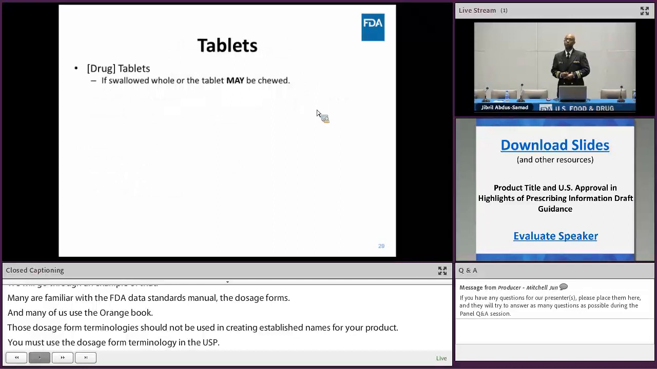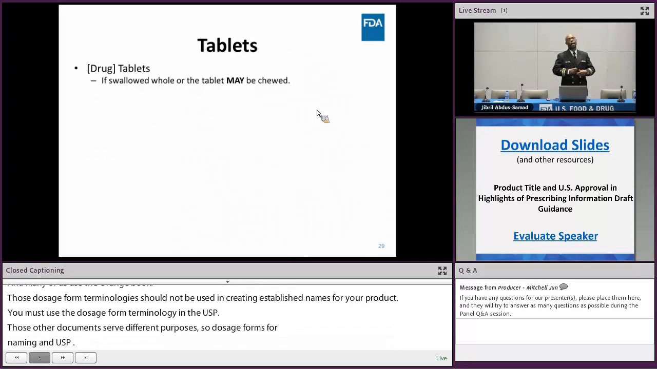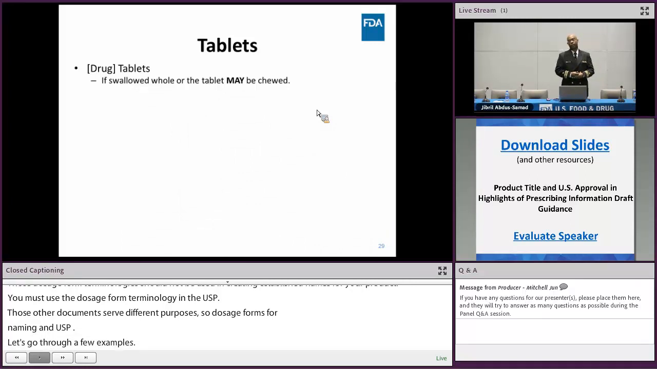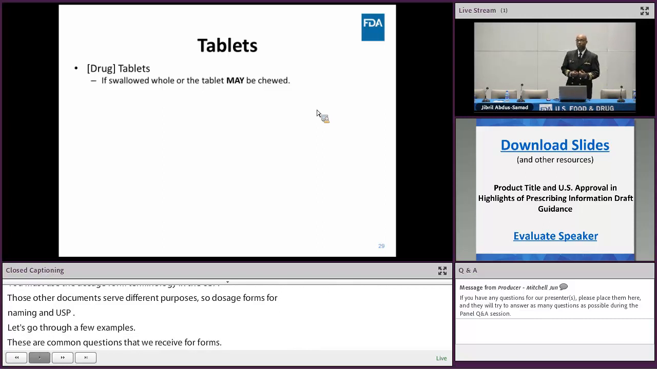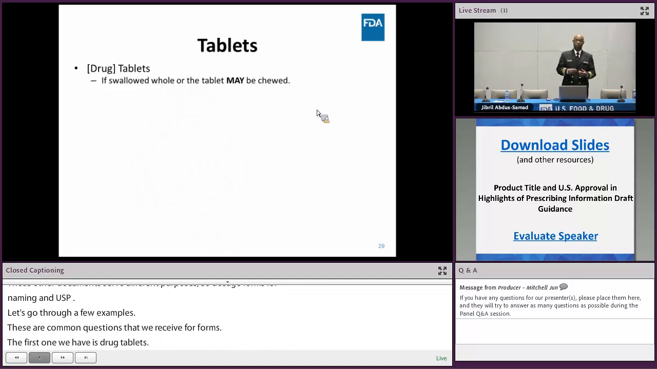So let's go through a few examples. These are common questions that we receive regarding dosage forms, how to name the products for these dosage forms. The first one we have here is drug tablets. If a tablet is to be swallowed whole or may be chewed, keyword may be chewed, then the dosage form would be tablets.